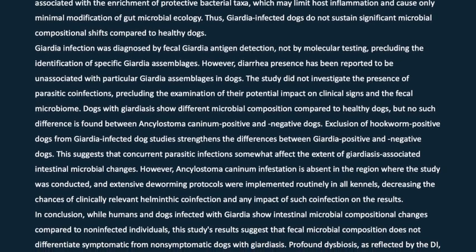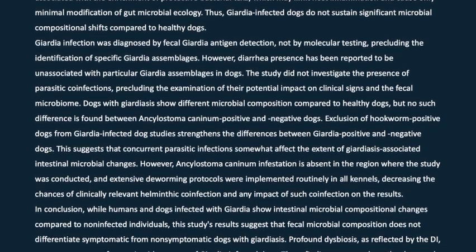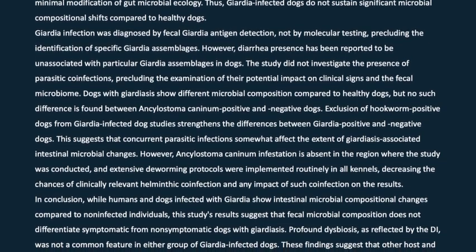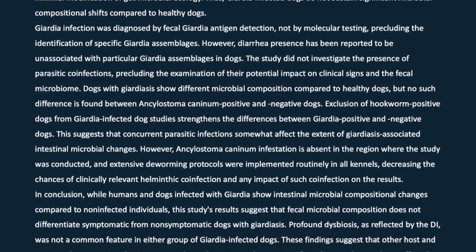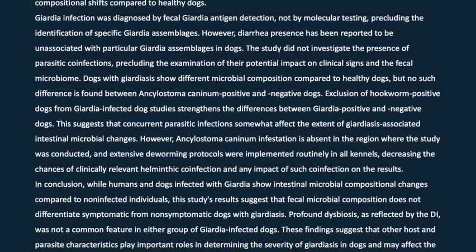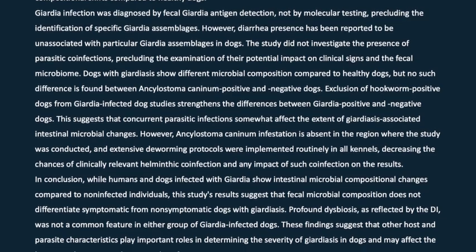However, Ancylostoma caninum infestation is absent in the region where the study was conducted, and extensive deworming protocols were implemented routinely in all kennels, decreasing the chances of clinically relevant helminthic co-infection and any impact of such co-infection on the results.